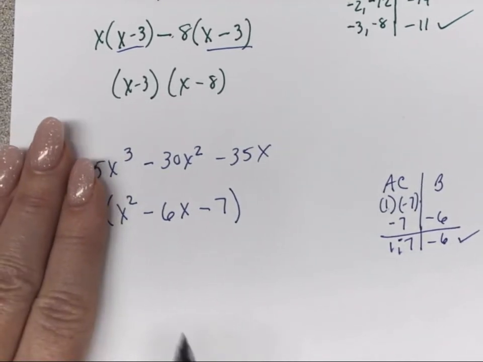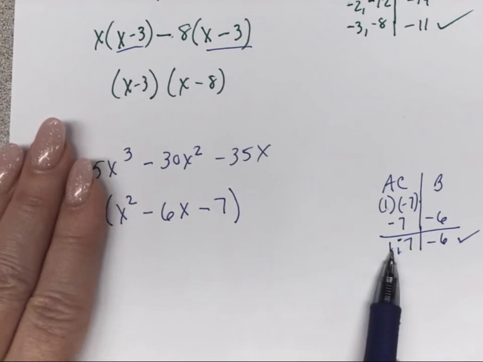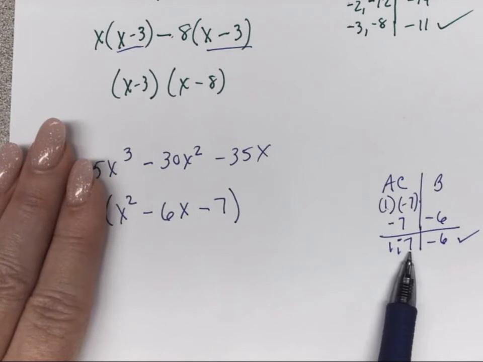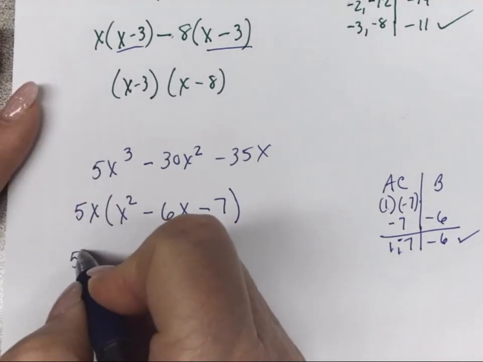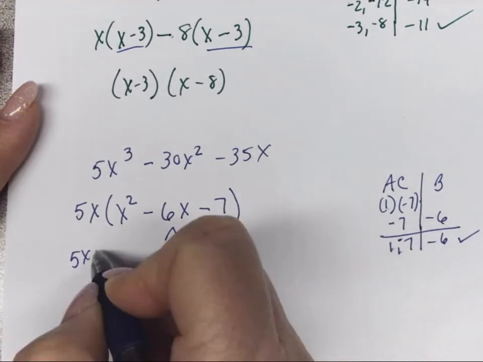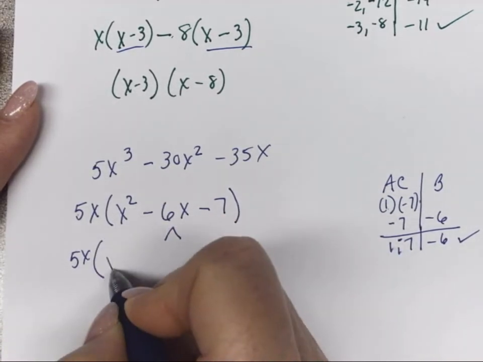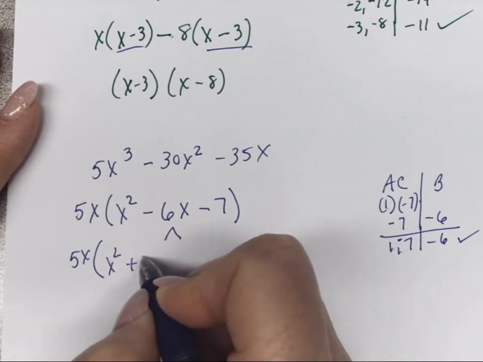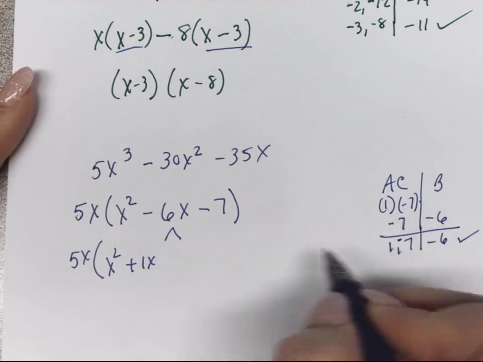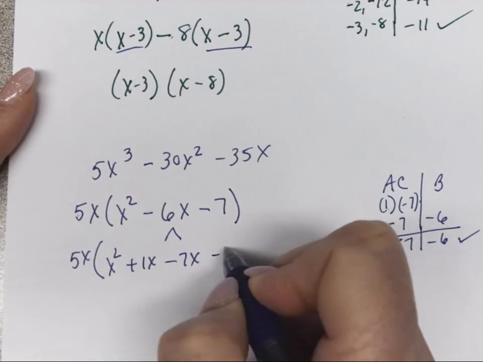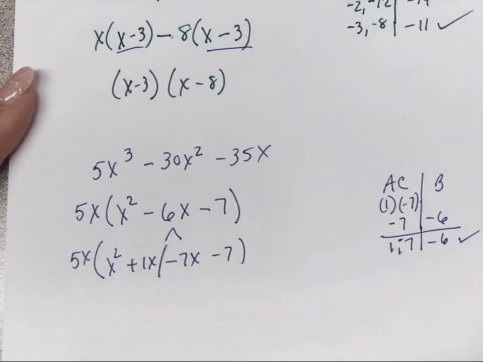So again, we now have a 1 out front, so we could go straight to our answer. It should end up being x plus 1, x minus 7. But let's go see if we get that answer. So we're still going to rewrite this. So we'll have x squared plus 1x, and you can just write x if you want to, and then minus 7x minus 7. Again, I'm still going to factor by grouping.